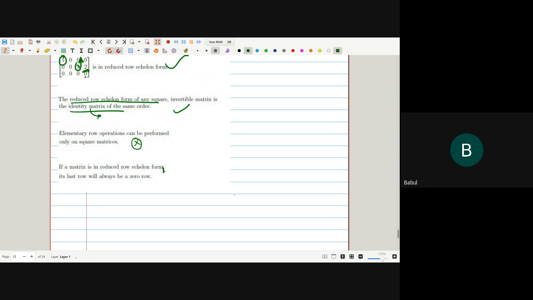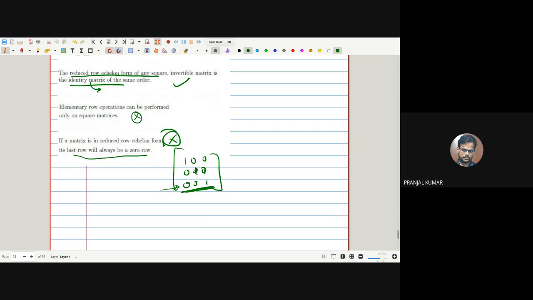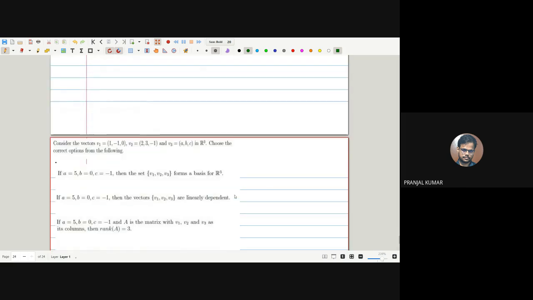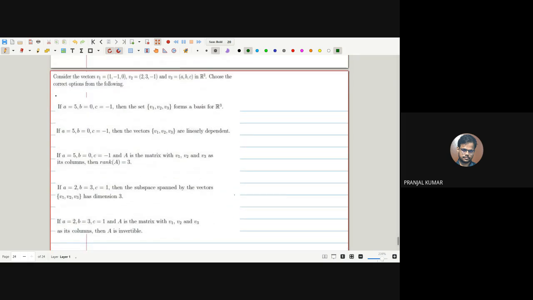If a matrix is in reduced row echelon form, its last row will always be 0? No, because you have the identity matrix, with 0, 0, 1 as the last row. You can see that the last row is non-zero, so this is wrong. Okay, clear? Now this question.